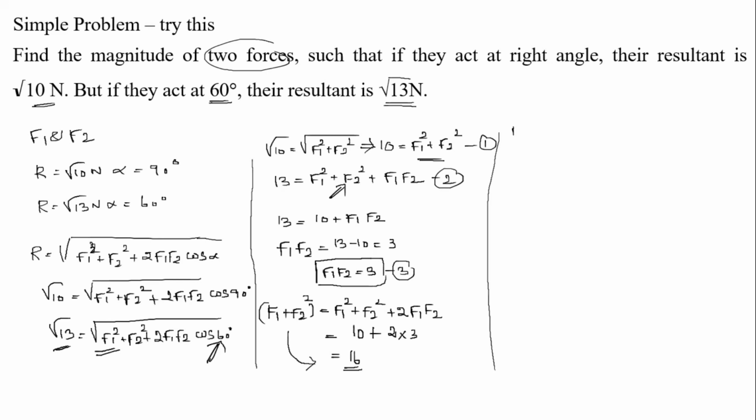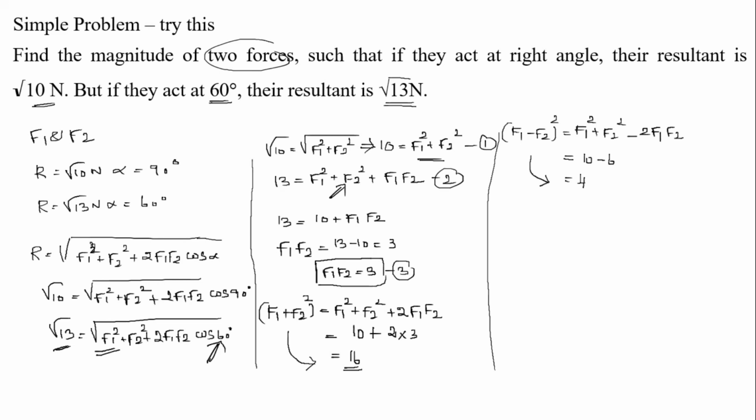Similarly, F1 minus F2 the whole squared, which is equal to F1 squared plus F2 squared minus 2 F1 F2. Clear? So, now what is the value? 10 minus 6, which is equal to 4. F1 minus F2 the whole square, right?